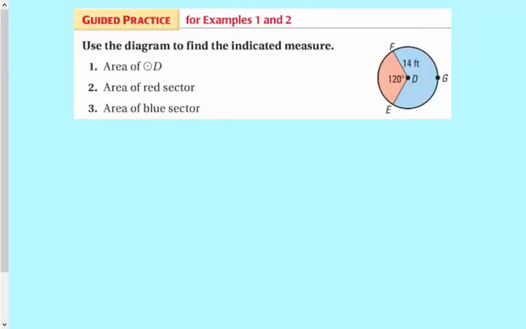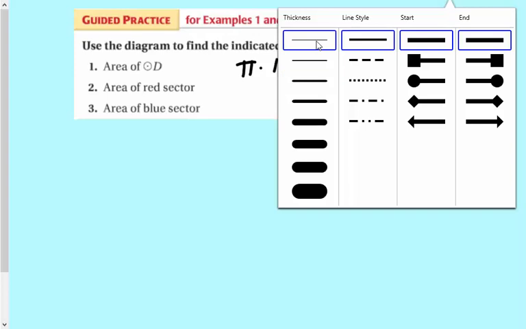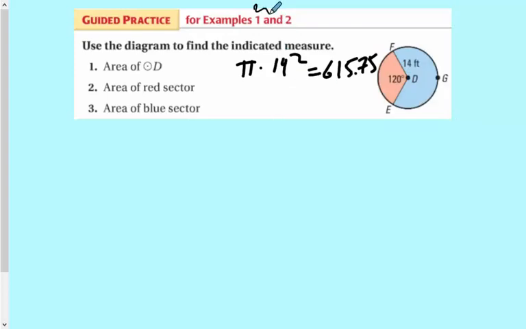Okay, let's see, we want to use this diagram to find the area of the full circle. So pi times 14 squared. Well, there's your simple example that I was trying to do before. So this is going to be 615.75. Then it says the area of the red circle. Again, I'm not going to do the blue one. You can just subtract the red one from the whole circle to get the blue one.